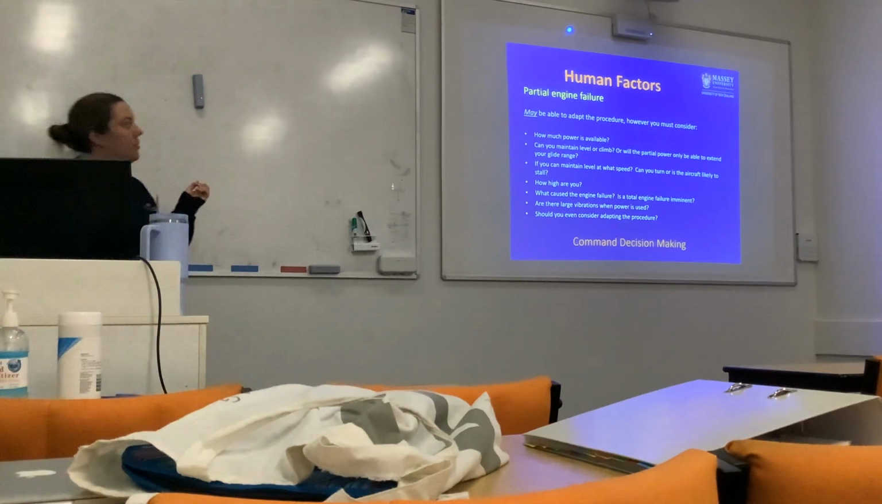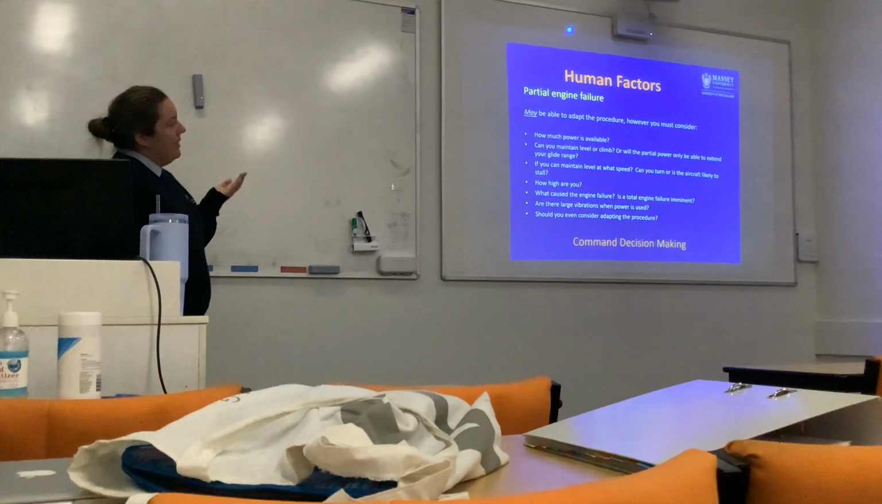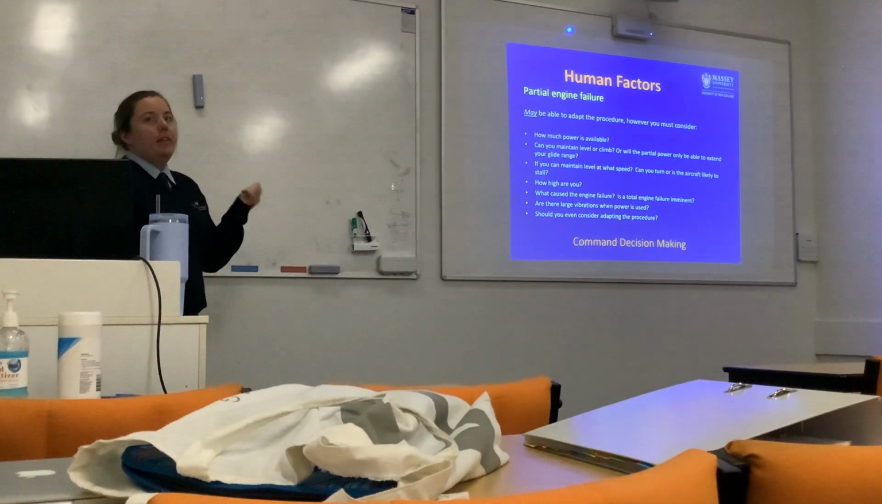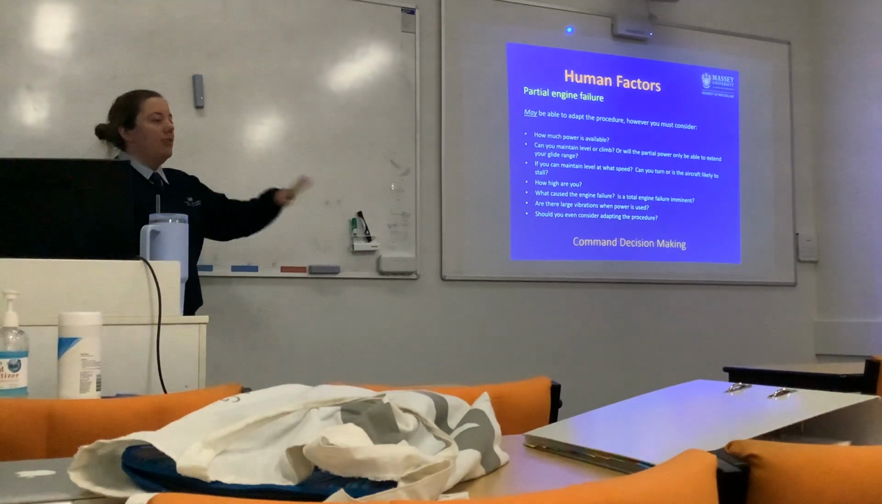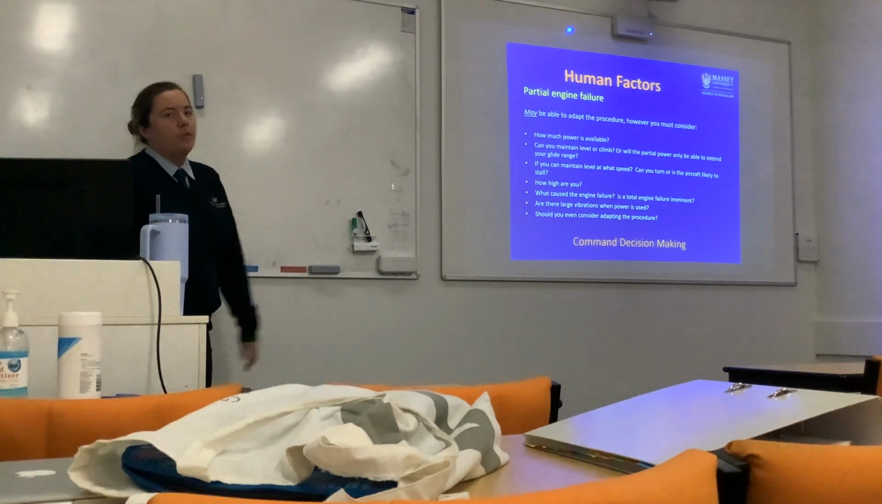So as we can see with these questions anyway, how much power is available? Are we able to maintain height or even climb, or are we descending? As it says, or will the partial power only be able to extend your glide range? So that might be, you know, just what we need. We've had an engine failure quite low to the ground, we don't have any options, but we've got just enough power to just drift us over to an actual option.